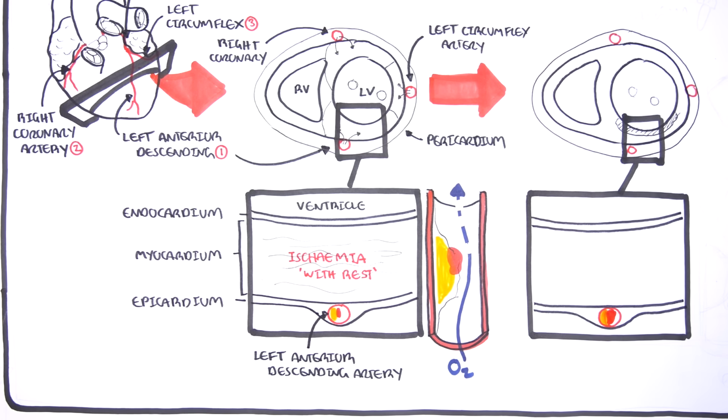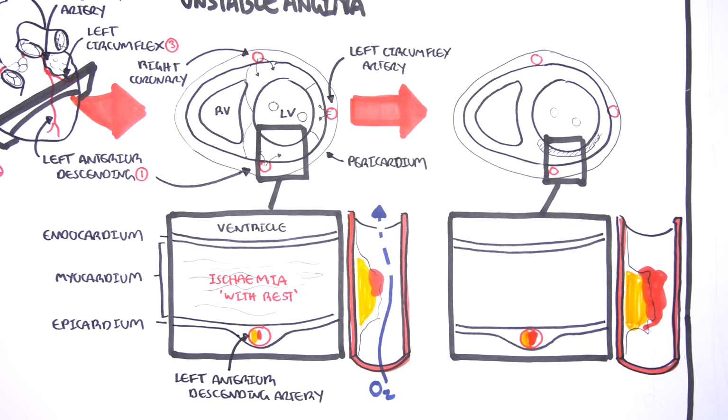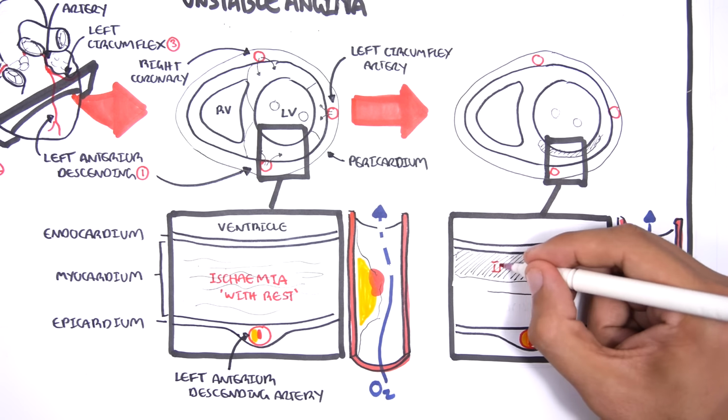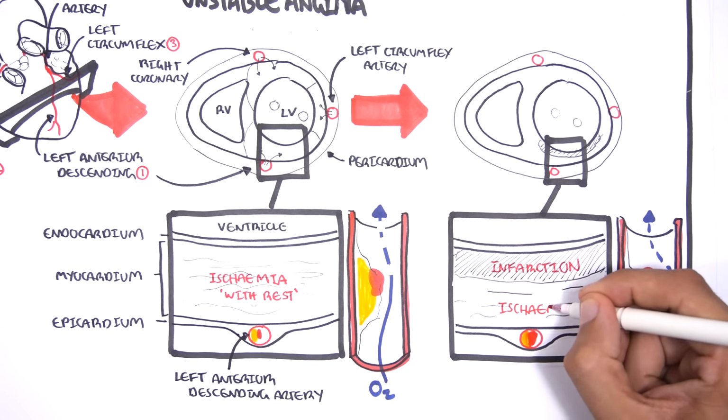In a non-STEMI, you get significant occlusion of the artery because of a ruptured plaque, subsequent thrombosis, leading to poor oxygen supply. But the artery is not fully occluded. The significant reduction in oxygen supply to the muscle wall causes infarction distally and ischemia proximally to the artery supply.